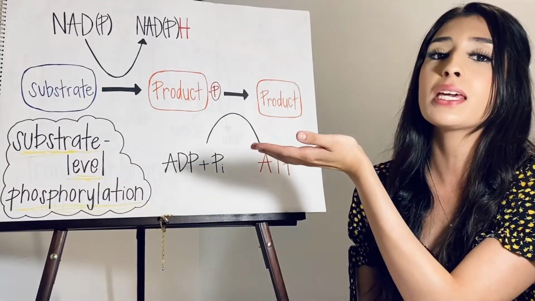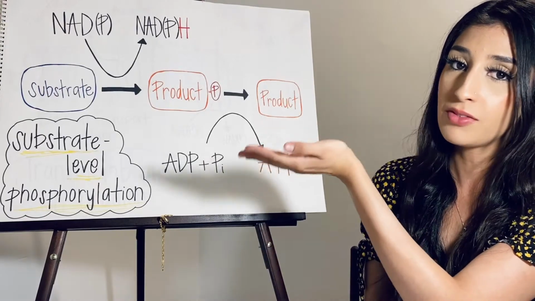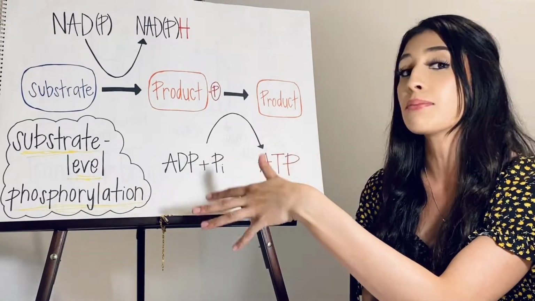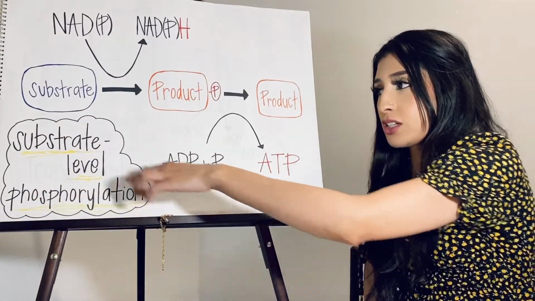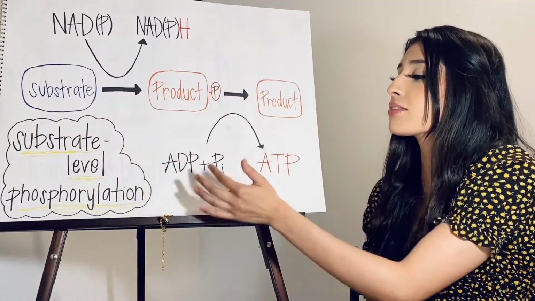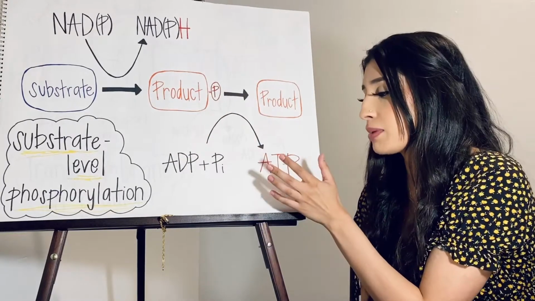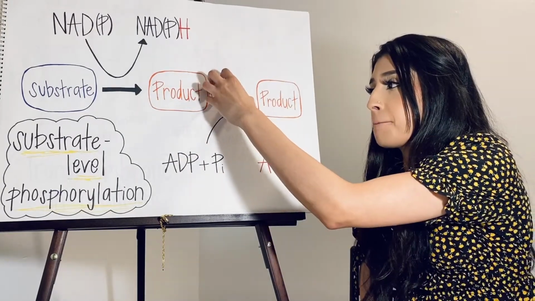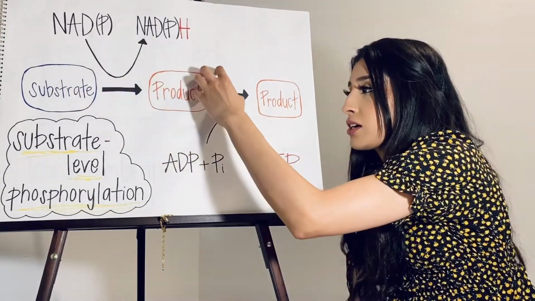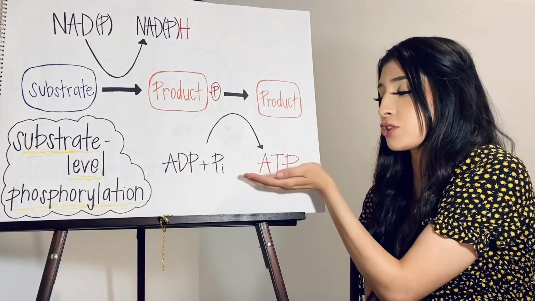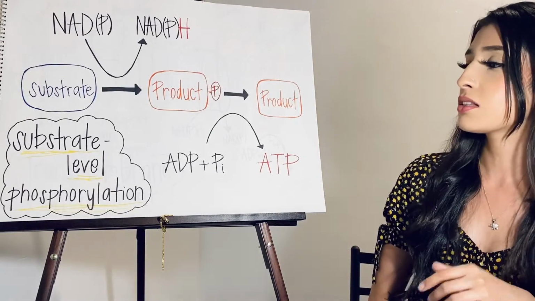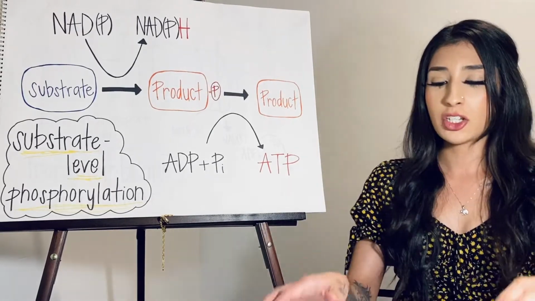It is happening at the level of the substrate. That's why it's named that way. So it's substrate level, and then you have phosphorylation. At the level of the substrate, you are having a phosphorylation happening. So literally this phosphate is being transferred to here, then being transferred onto here to become this triphosphate. So that's the recap for substrate level phosphorylation.